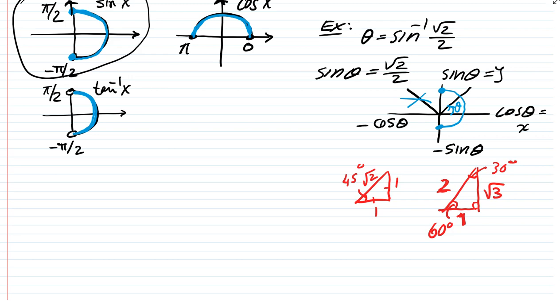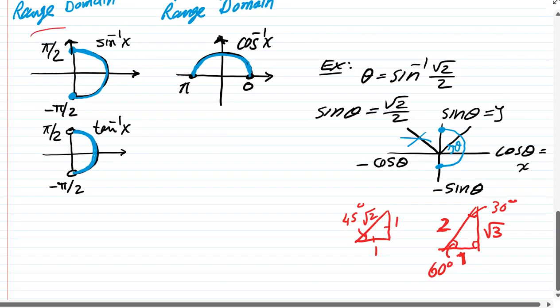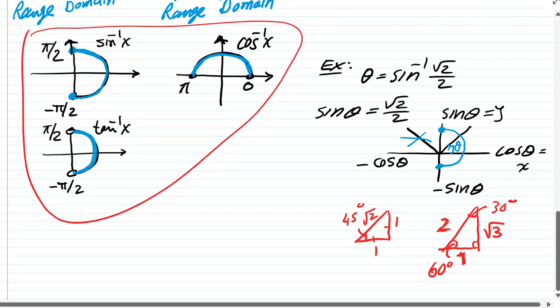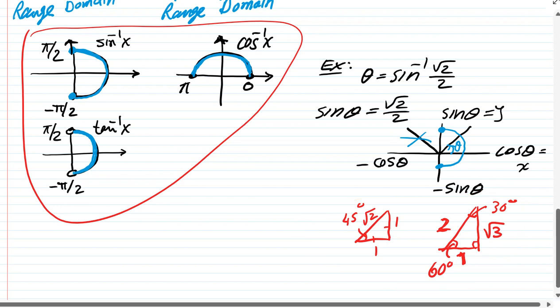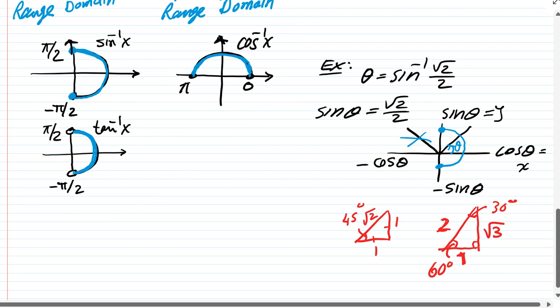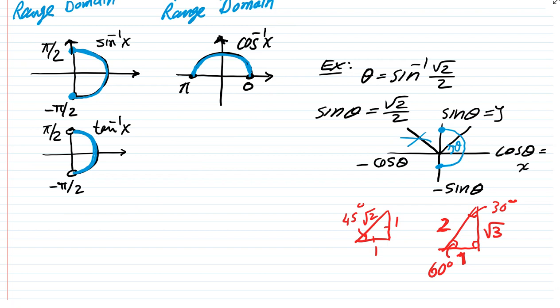So these half circles that I have, along with these triangles, are going to help us tackle just about every problem that involves finding exact values of either the function or the angle, which is the inverse trig function, or solving equations. So we're going to stay with that theme throughout the chapter.